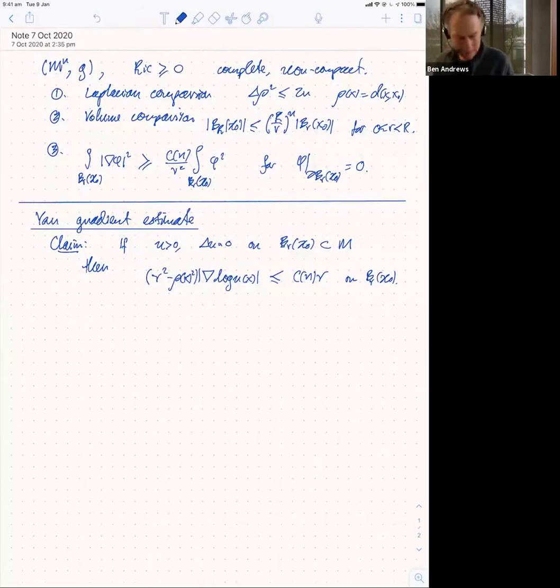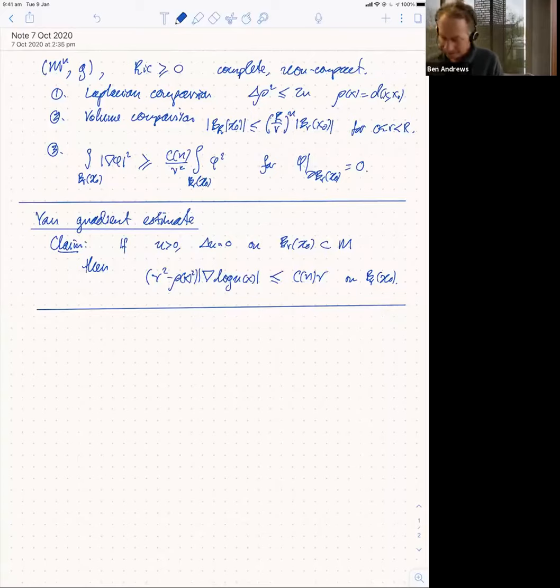Perhaps to motivate this, it's interesting to look at the two-dimensional case. I won't really spend much time doing that, but in the two-dimensional case, think of the ball of radius 1, so little r equals 1, then this 1 minus distance squared in front would turn the metric on the unit ball into the hyperbolic metric on the Poincare disk. So this is really saying that if I look at this harmonic function as a harmonic function on hyperbolic space, then it has bounded gradient. So that's maybe one way to motivate this statement.